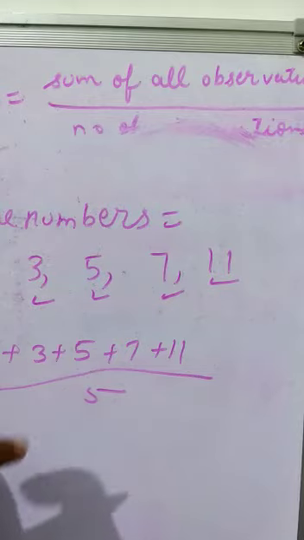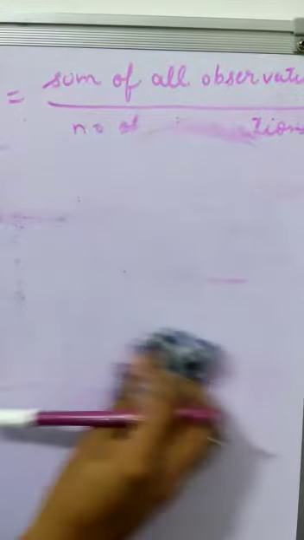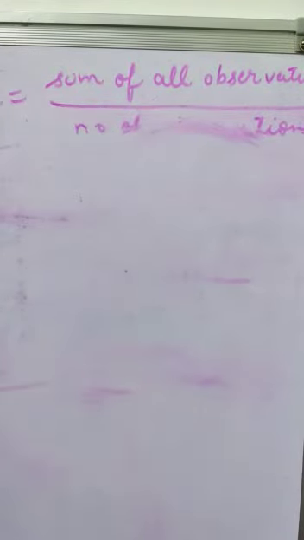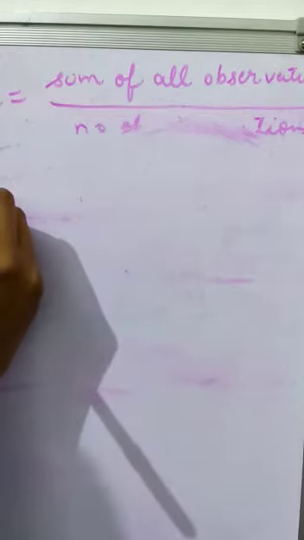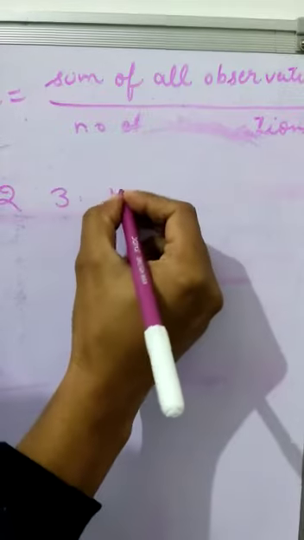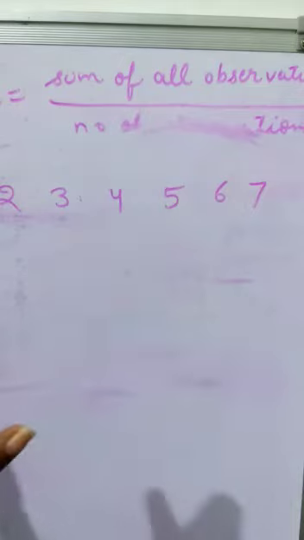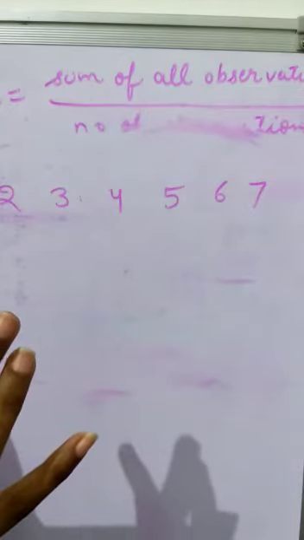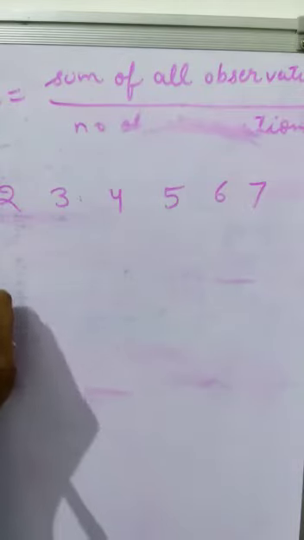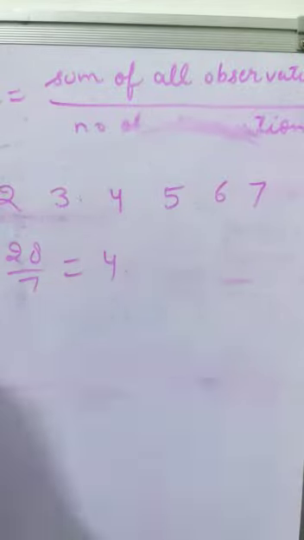The next part is the first 7 natural numbers. So what are natural numbers? They start from 1. 1, 2, 3, 4, 5, 6, 7. Add them all and divide by 7. What is the addition? 28 divided by 7 is 4. Simple.